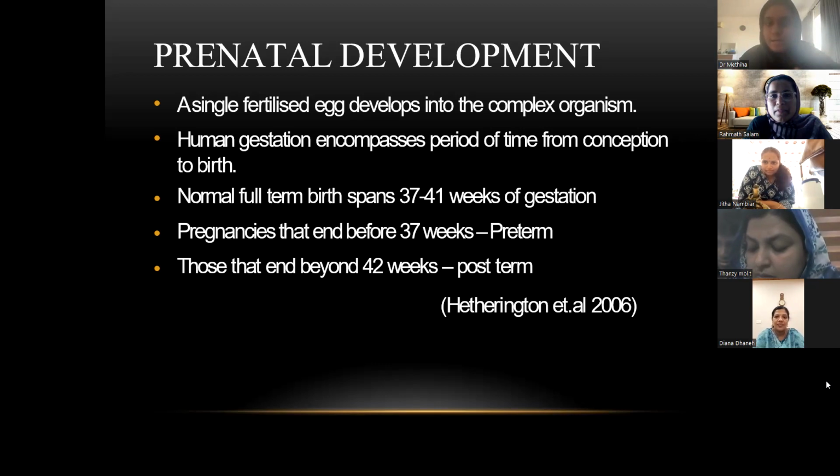So we'll start with the first slide. This is prenatal development. That means a single fertilized egg, as we all know, develops into a complex organism. Initially it's just one cell, and later it will develop into a very complex organism. The period of time from conception to birth is considered pregnancy.